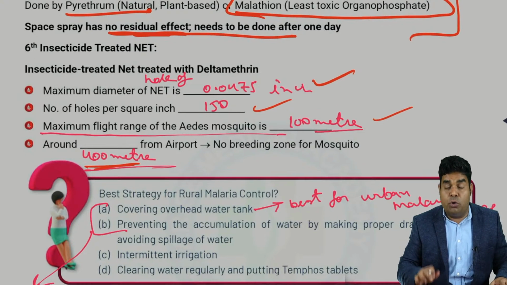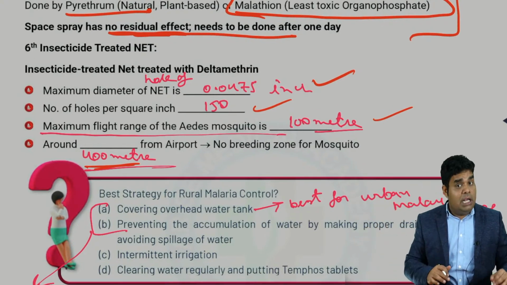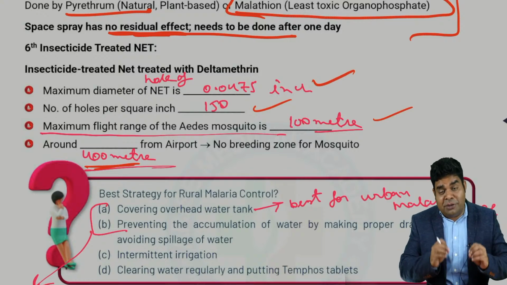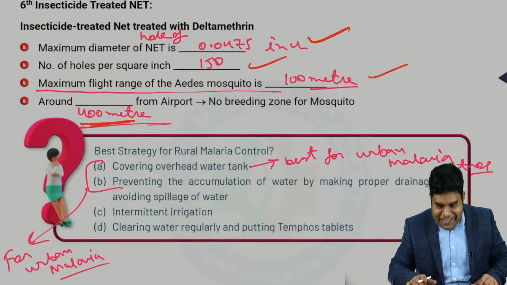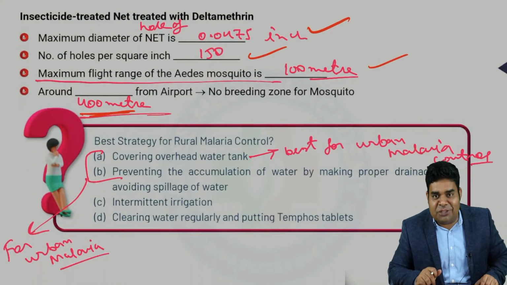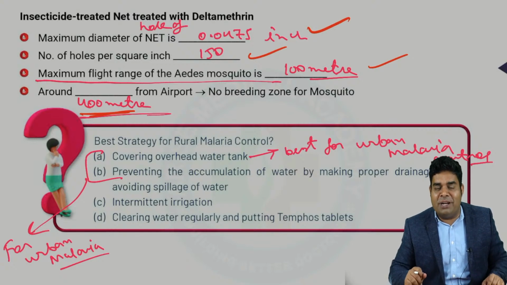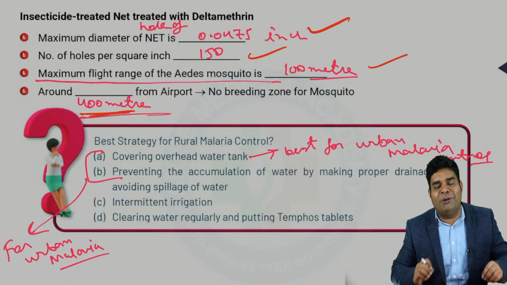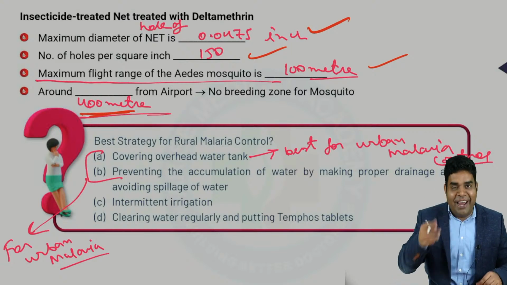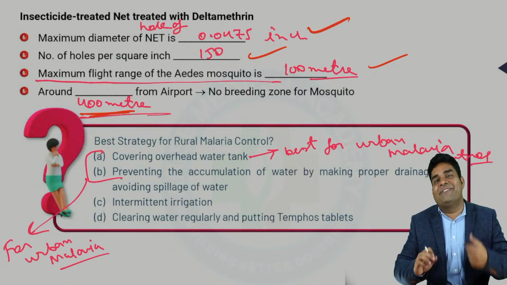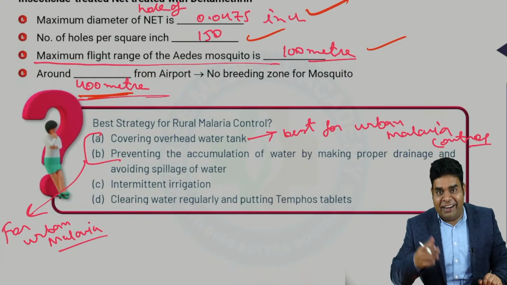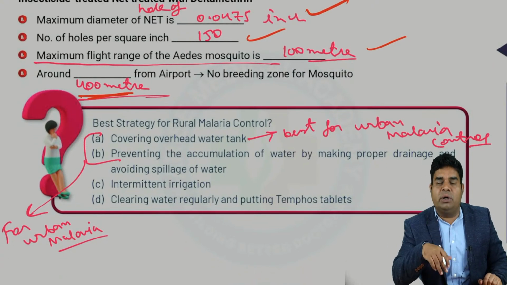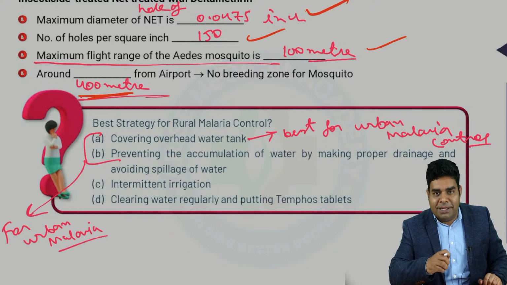From the airport, no breeding zone. For mosquitoes, not for us. We can breed anywhere. In the aeroplane, above the aeroplane and all. And when I asked in one of the classes why there is no breeding zone around the airport, one of the students said, sir, because the aeroplane will disturb the breeding of mosquitoes. I said, are you crazy, how caring you are for mosquito sex. And another student said, sir, mosquitoes will travel to other countries without a visa. I said, wow.